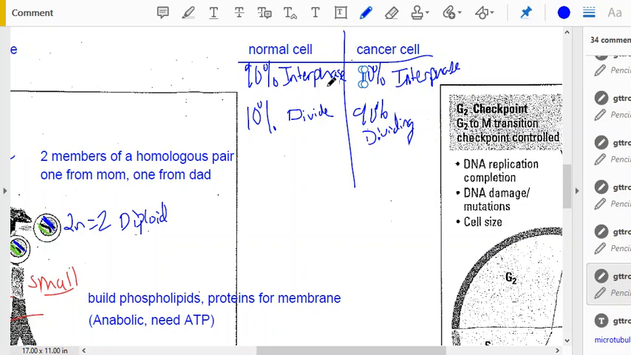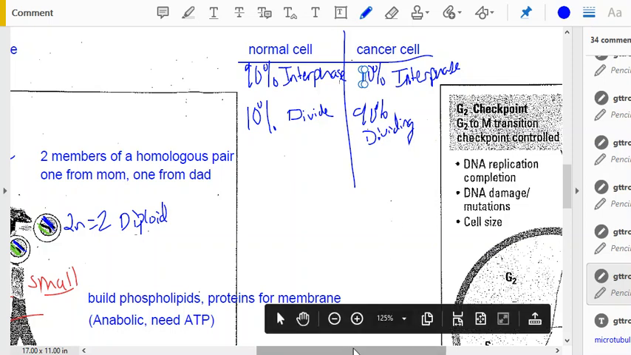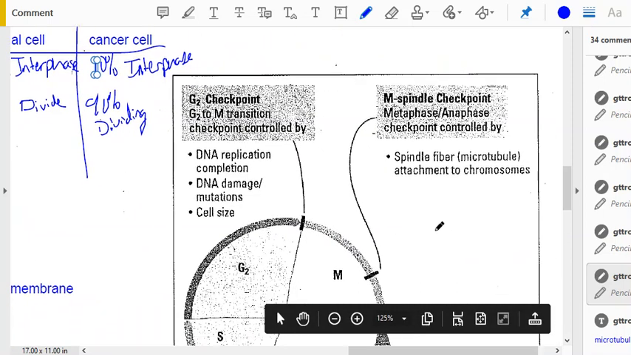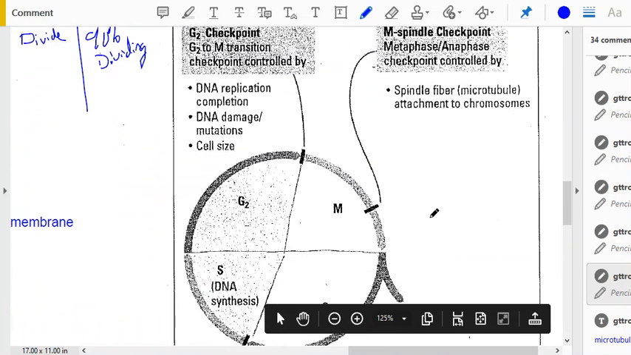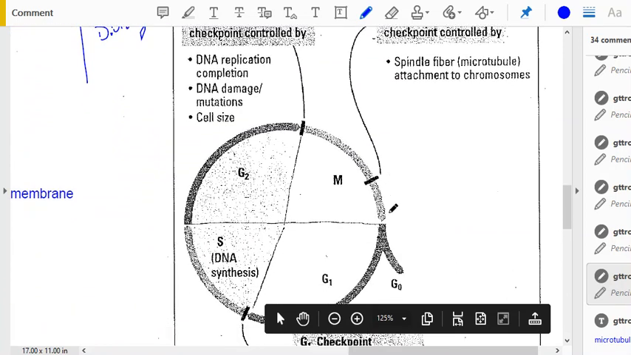Part of it's because the cells themselves are not working anymore because they're dividing too much, but they're also putting pressure on adjacent cells, and that contributes to all of the symptoms that different cancers have. But let's talk about how this is regulated, what checkpoints there are in this cycle.